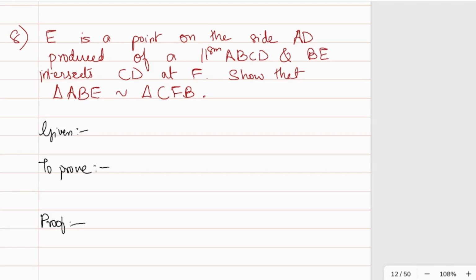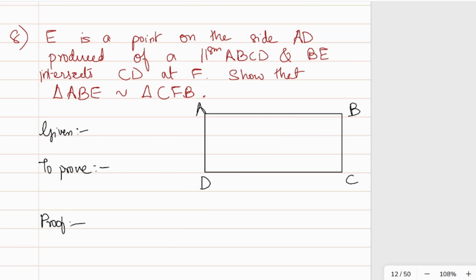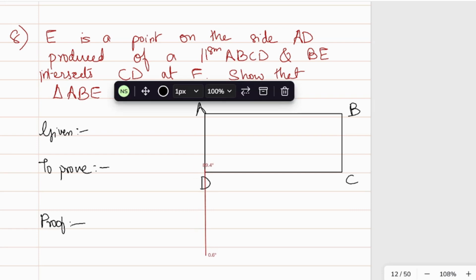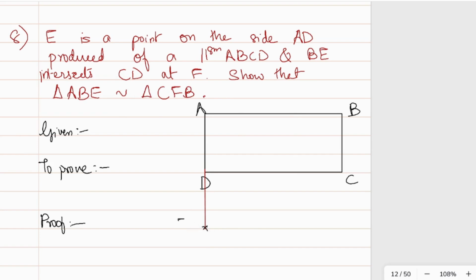Now let's do question number 8. In this question it says that E is produced on the side AD of a parallelogram ABCD. So first let me draw a parallelogram called ABCD. Here I am drawing it in this way. ABCD is a parallelogram, so let it be A, B, C, D. AD is produced, so E is a point on the side AD. So I will have to extend the line, this AD, in a straight way. There I will get a point called E here.